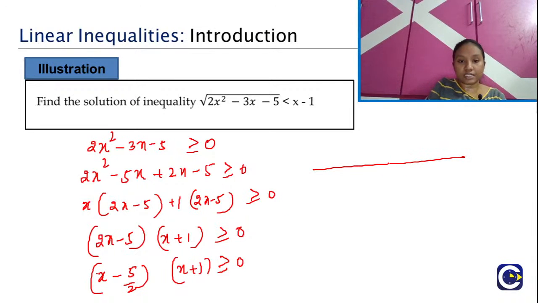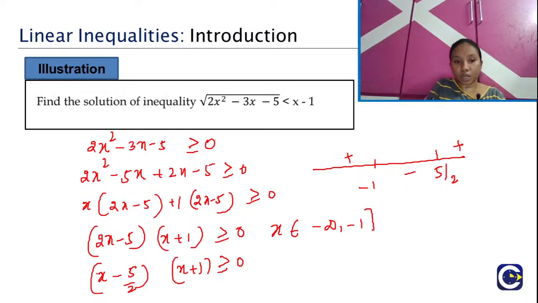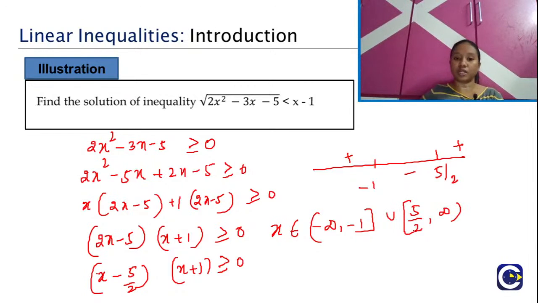So now let's take our minus 1 and 5 by 2 here, right? So it's a wavy curve method. So plus, minus, plus, so greater than or equal to, which is positive. So this will become x belongs to minus infinity comma minus 1, where minus 1 will be included, union 5 by 2 till infinity, and 5 by 2 will be included, right?